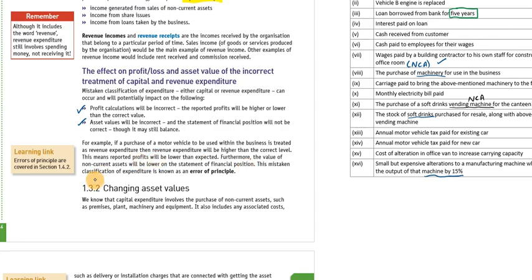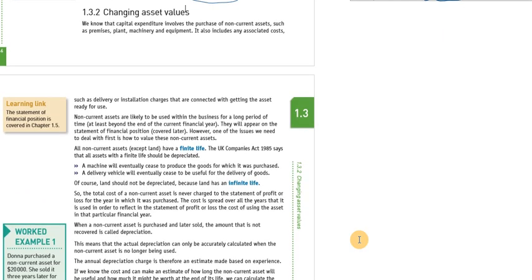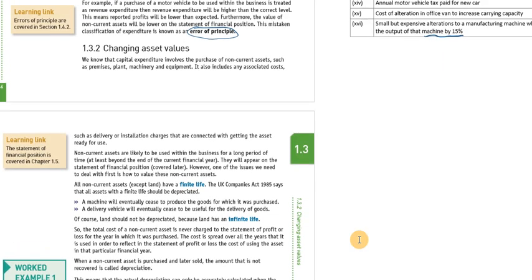This mistaken classification of expenditure is known as error of principle. In the error of principle, we erroneously consider expense as capital and capital as expense. So here is the changing asset value.